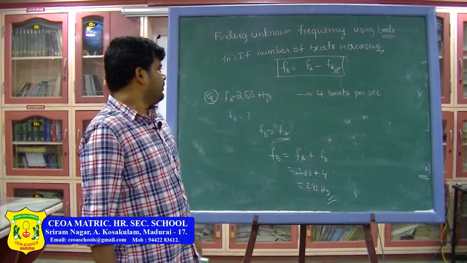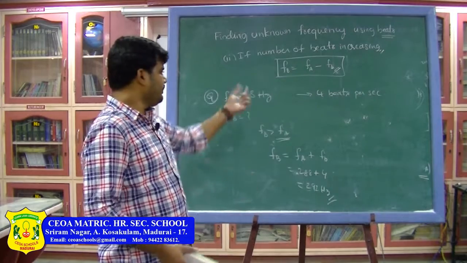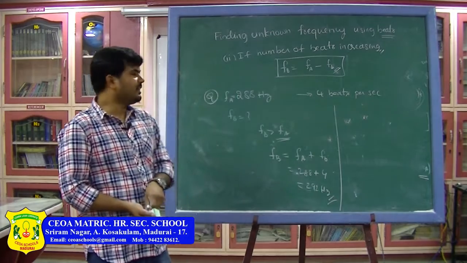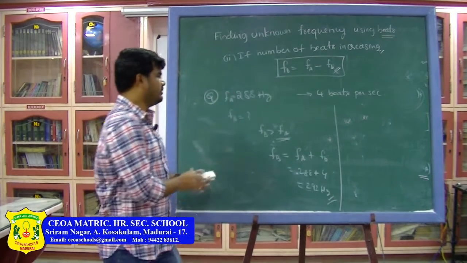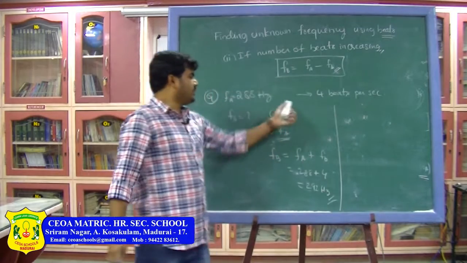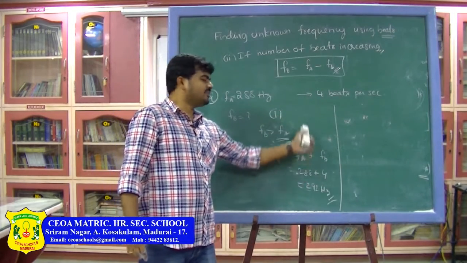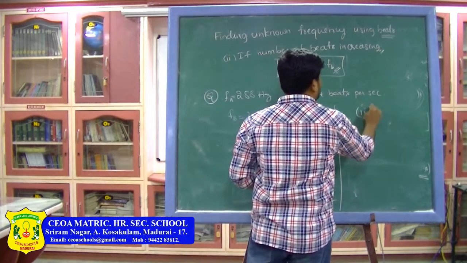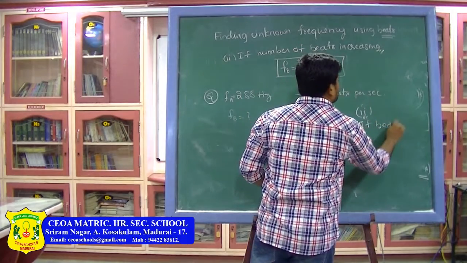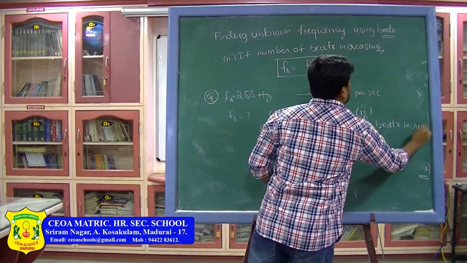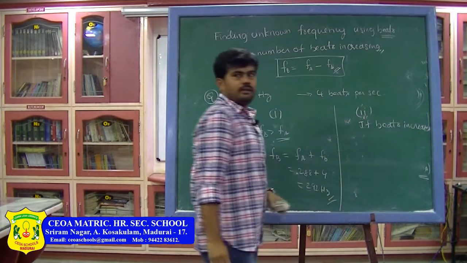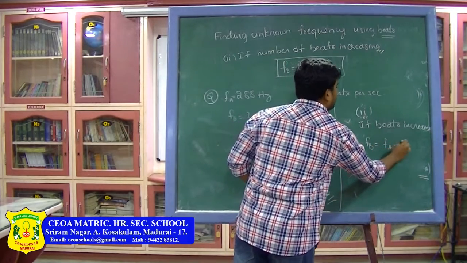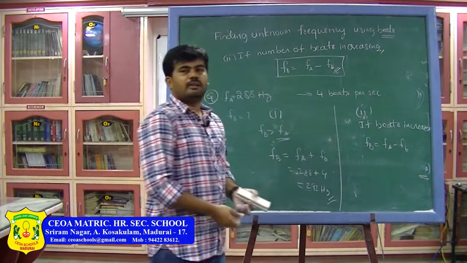Similarly, suppose if number of beats are increased, same question, if in the question they mentioned if number of beats are increased on loading the unknown tuning fork, this is the second case, because here in the first case I took the beats are decreasing. So, if beats increase, then let us see what will be the answer. If number of beats are increased on loading, then unknown tuning fork value FB is equal to FA minus Fb. So, this is the formula if beats increased.